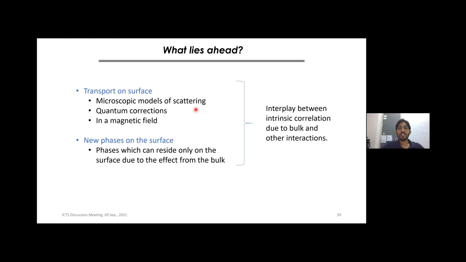Okay, what lies ahead? Well, I think the picture is pretty clear. We want to understand both transport and new phases on the surface, including the interplay between this intrinsic correlation from the bulk and explicit interactions that we usually encounter in our condensed matter systems.